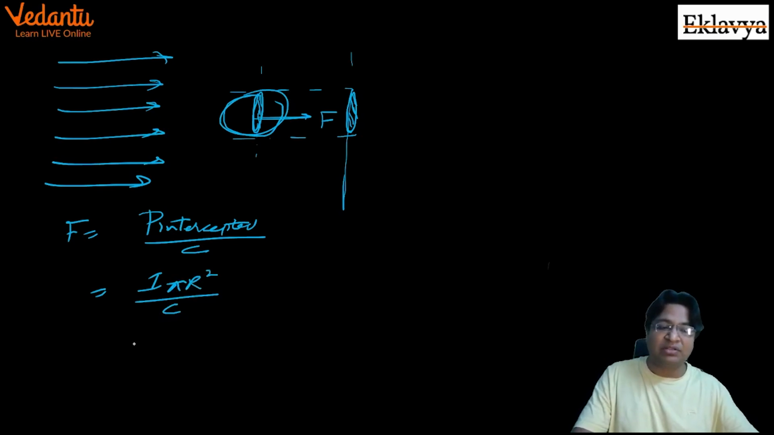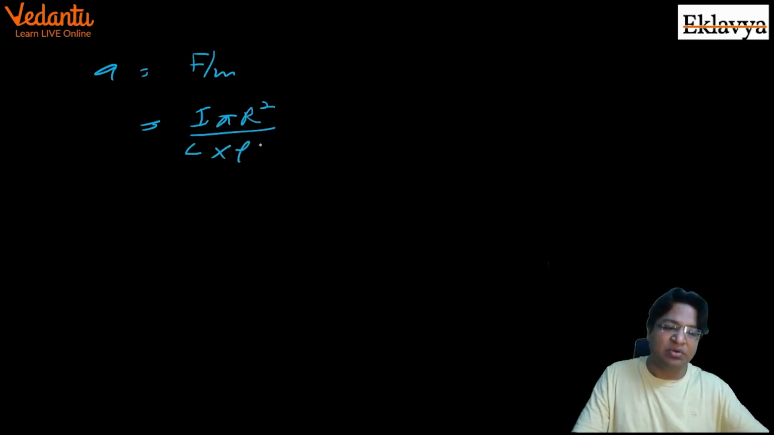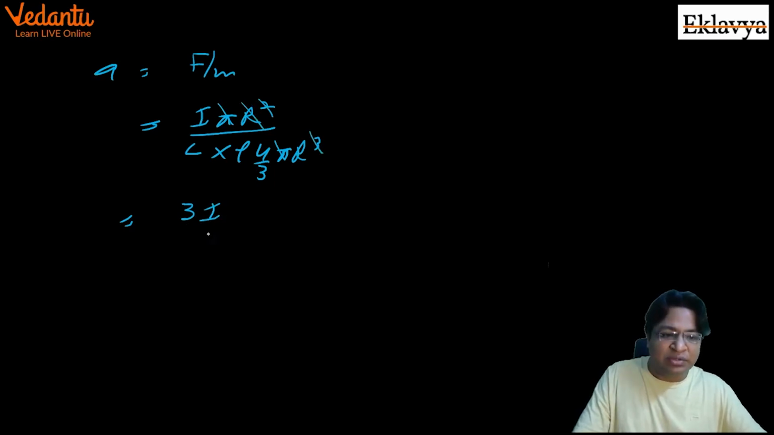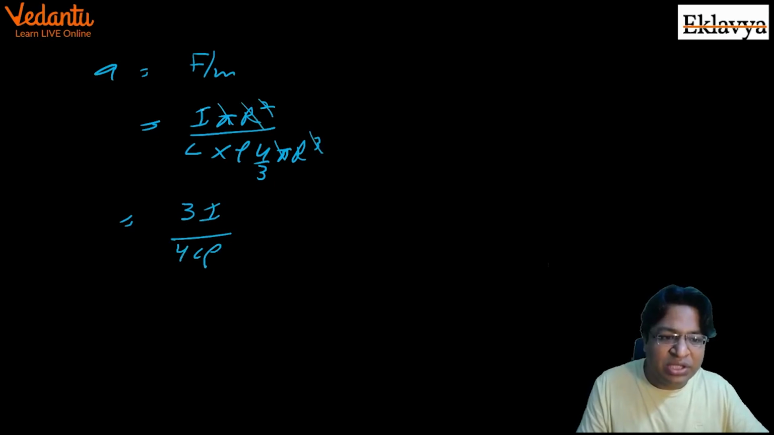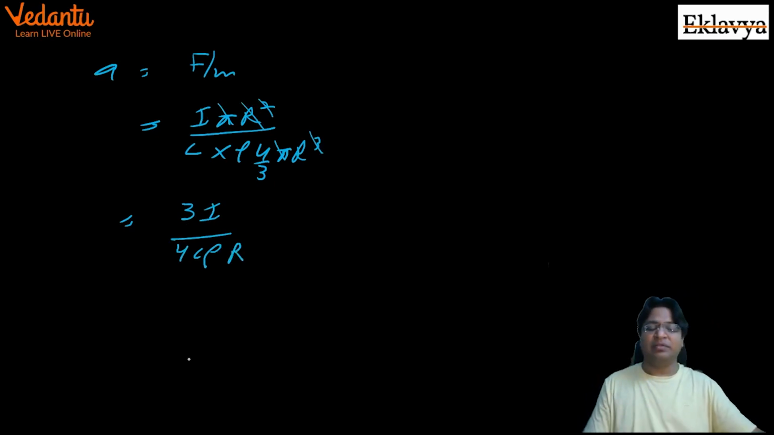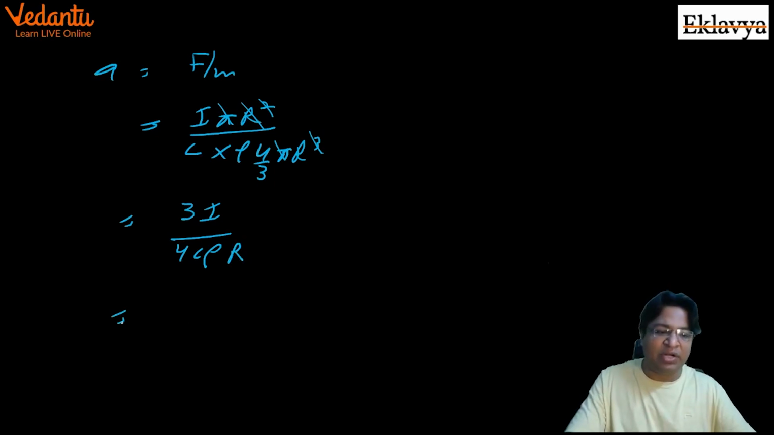You want to know the acceleration. So for acceleration, you will divide the force by mass. So it would be I pi r square by C into rho 4 by 3 pi r cube. So this pi gets cancelled, this becomes 3I, r square also gets cancelled. So 3I by 4C rho R is the answer that we are looking for. Now let's substitute the values.